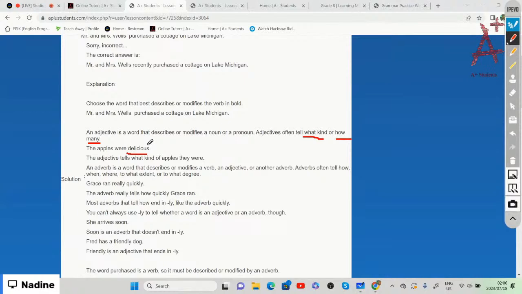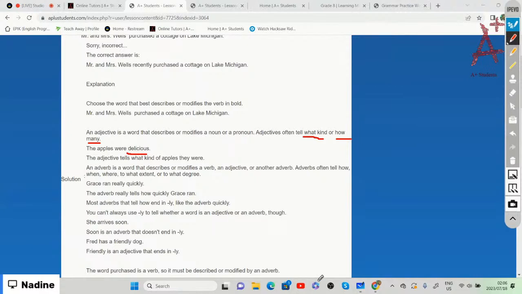Then we have an adverb, right? An adverb is a word that describes or modifies a verb, right? Or an adjective or another adverb, right? So an adverb is a word that describes or modifies a verb, an adjective, or another adverb, right? And adverbs often tell us how, when, where, to what extent, or to what degree, right? Those are adverbs.